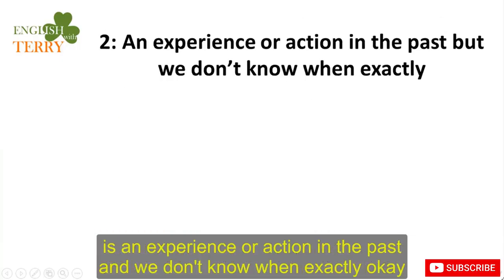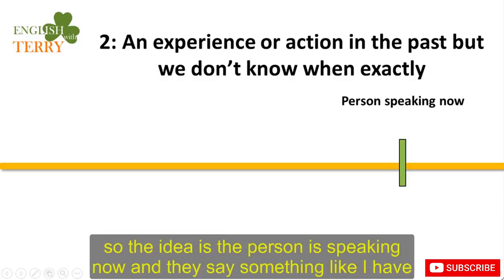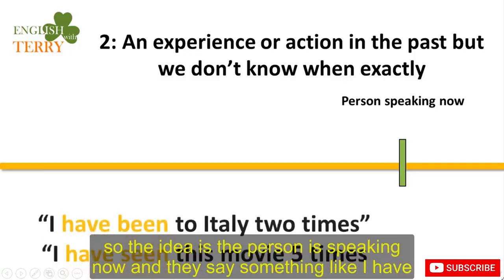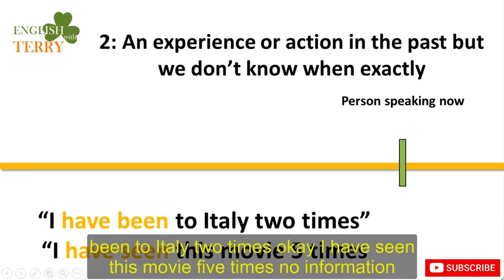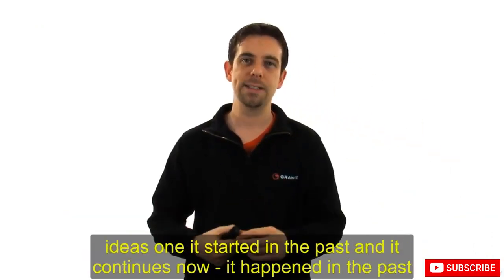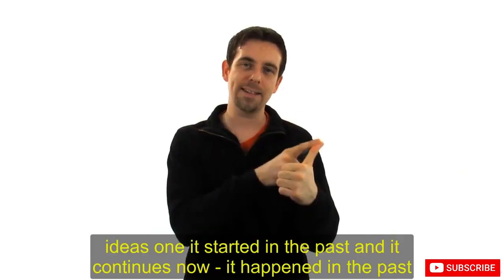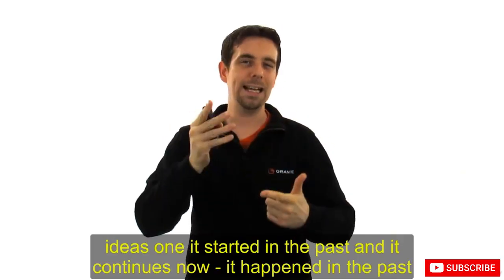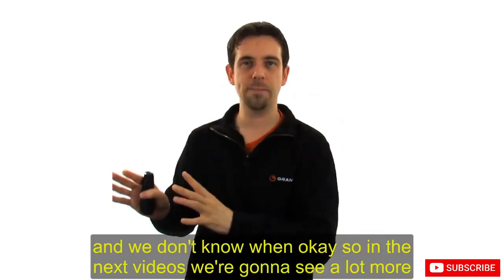Now, the second idea is an experience or action in the past, and we don't know when exactly, okay? So the idea is the person is speaking now and they say something like, I have been to Italy 2 times. Okay. I have seen this movie 5 times. No information about when. We know it happened, but we don't know when. Okay. So those are the 2 ideas. 1, it started in the past and it continues now. 2, it happened in the past and we don't know when.